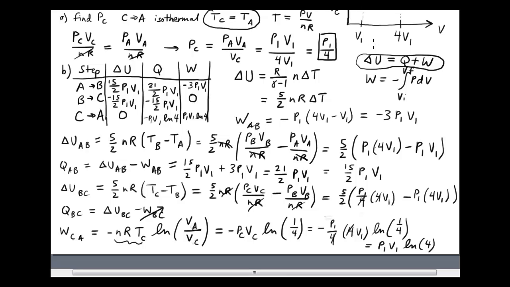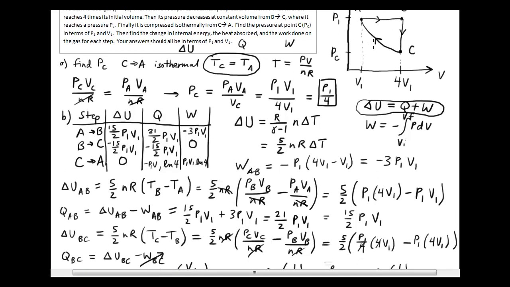And we're done. One thing that we can do to check our work, because this is a cyclic process, we know in a cyclic process we come back, as the word cycle implies, to our starting point. So for the entire process, A to B, B to C, C to A, the delta U for that whole process should be 0, because we come back to the state at the same temperature that we began at. Delta U depends on delta T, so adding up the delta U terms should give us 0. And we can see right away that it does, because A to B has delta U of 15 halves P1 V1, B to C has just the opposite of that, C to A has 0, so add those three up and we get 0.